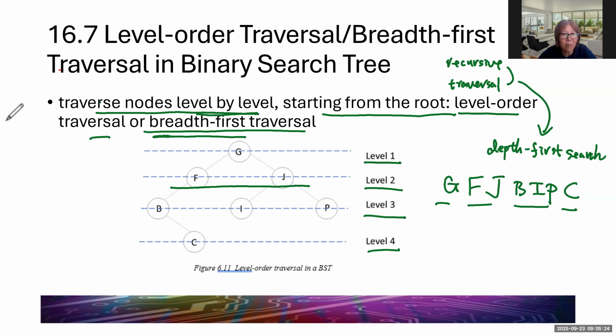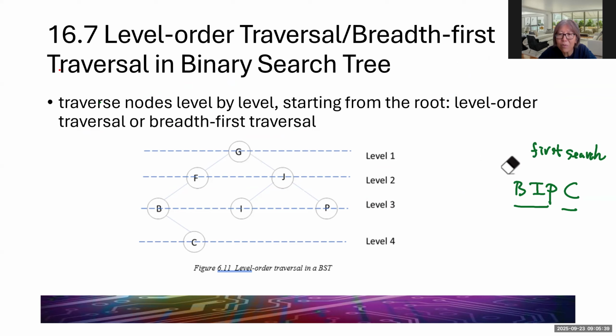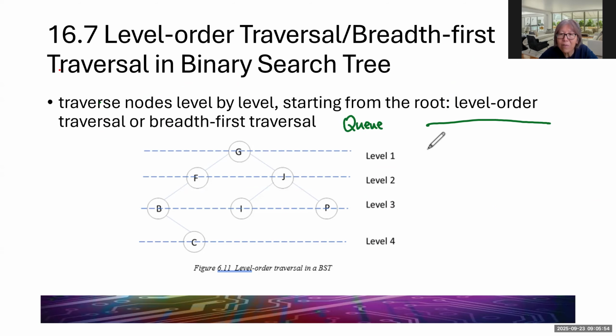So then the question is, how do you do that? For the depth first, we use recursion. Here, the way to do the breadth first search is we can use a data structure called a queue. We can use a queue. So here is that queue.